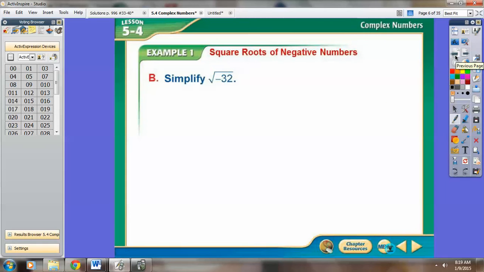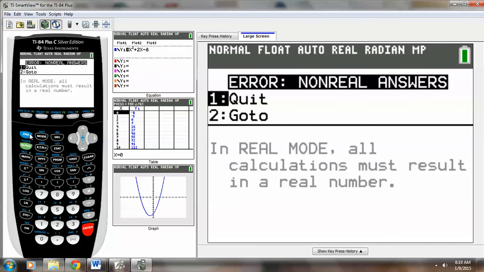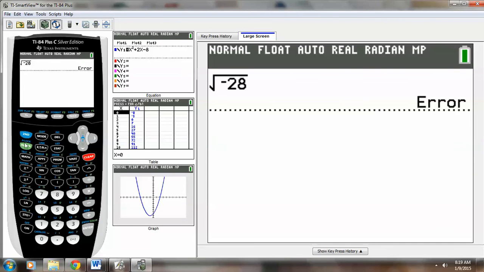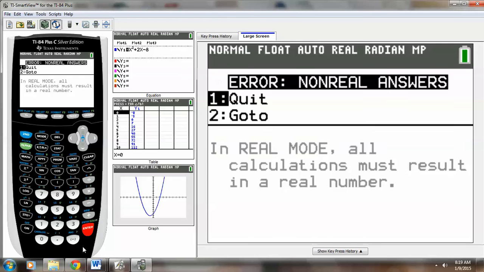Let's look at another one. The square root of negative 32. If we were to type in the square root of negative 32 on our calculator, we're again going to get an error message, a non-real answer. What part of this is giving us an error message? The negative underneath that square root. You can't have a negative under the square root and get a real answer.